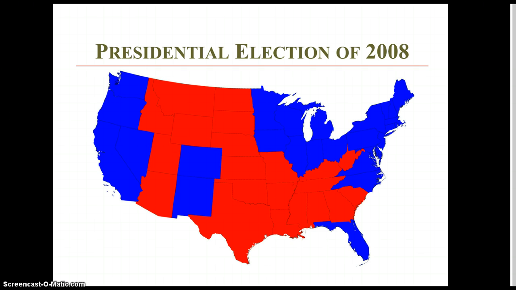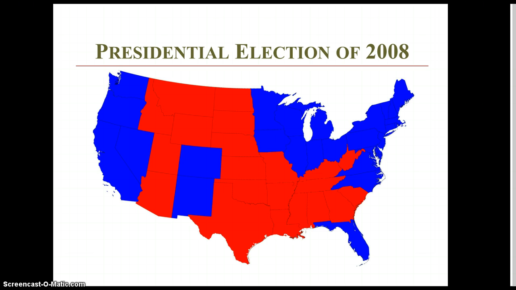So this is a map of 2008. The red states represent states where the majority of the votes went to John McCain, the Republican in this case, in 2008, and the blue states were Barack Obama.